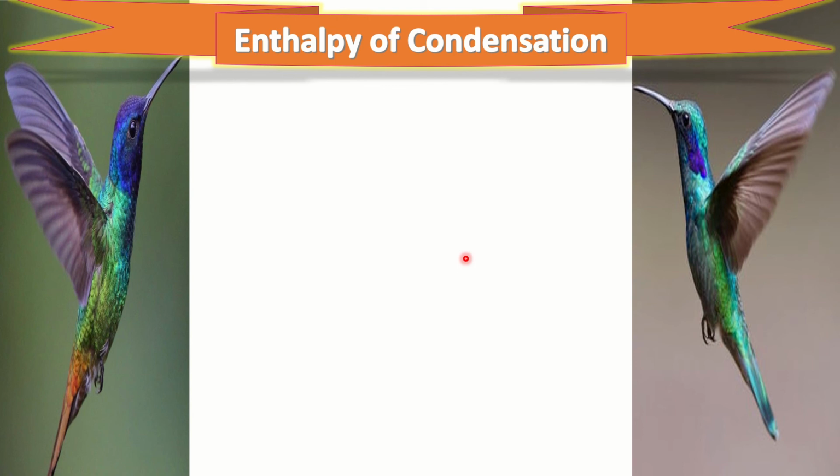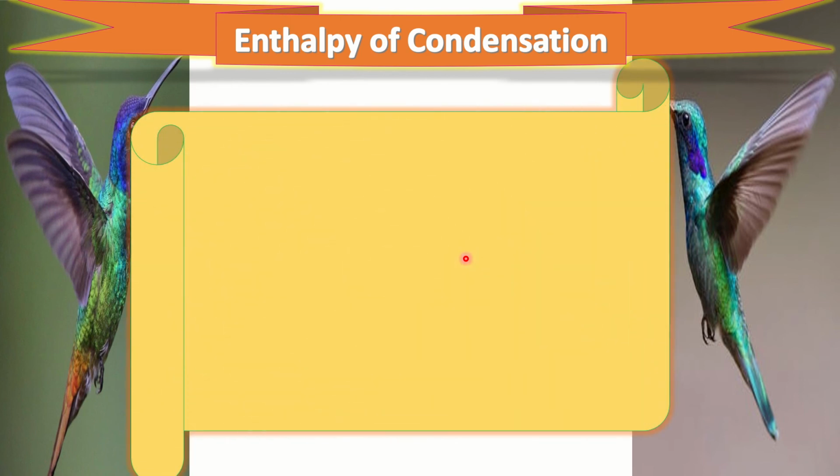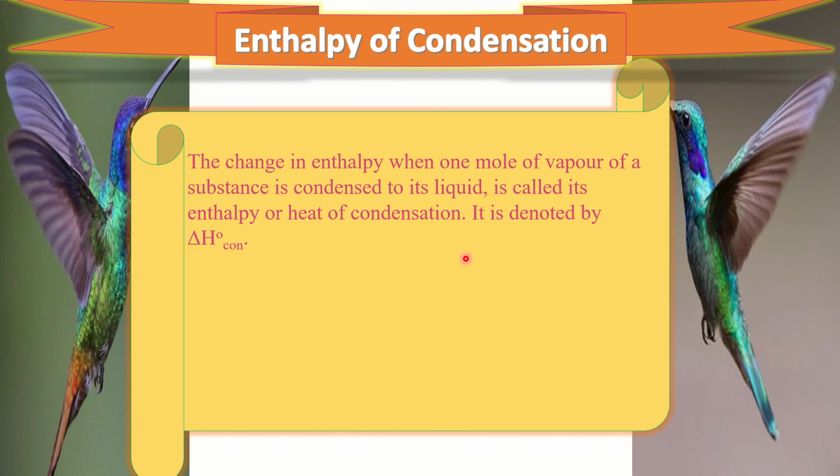Here, the heat energy that it releases is called enthalpy of condensation. In the condensation process, the gaseous matter releases some heat energy. That means condensation is an exothermic process. Here heat energy is released, so it is an exothermic process. What is enthalpy of condensation? The change in enthalpy when 1 mole of vapor of a substance is condensed to its liquid is called its enthalpy or heat of condensation. It is denoted by del H naught condensation.